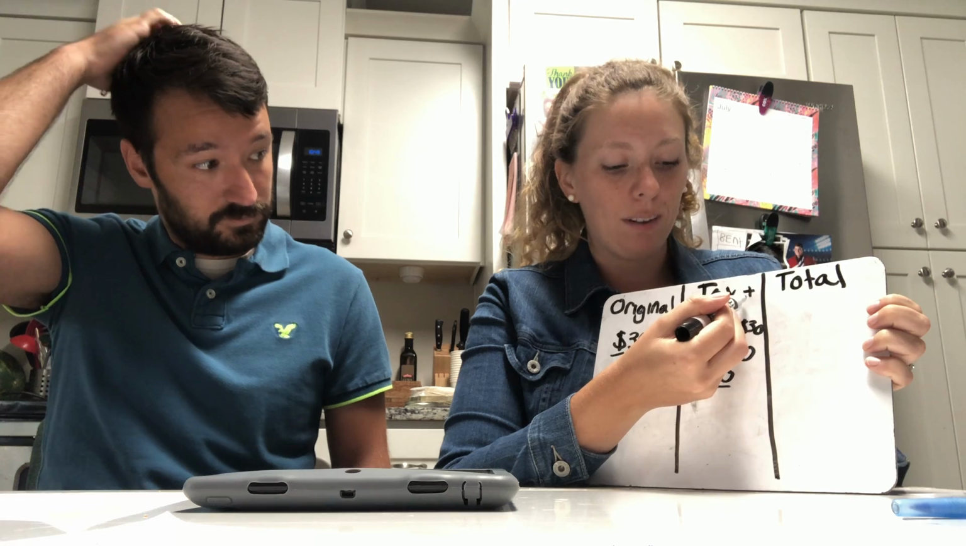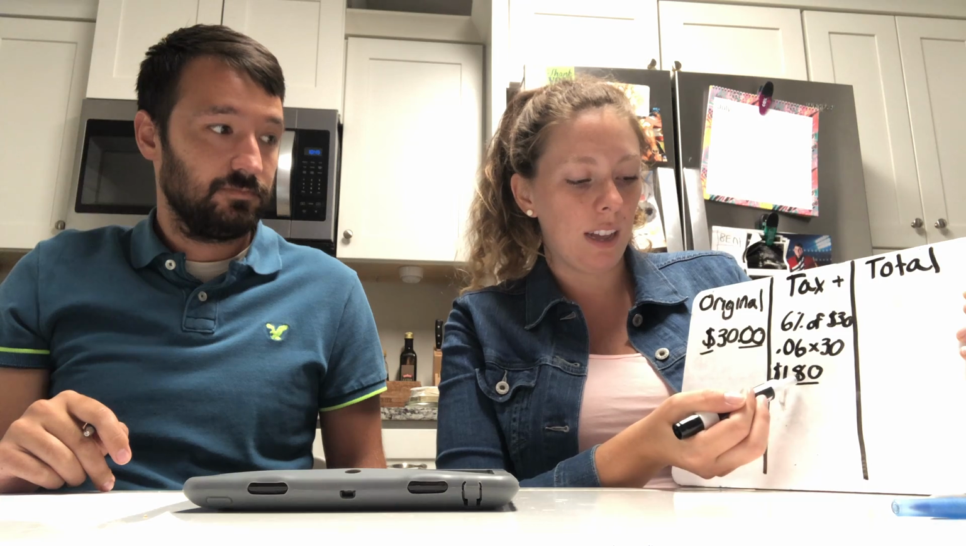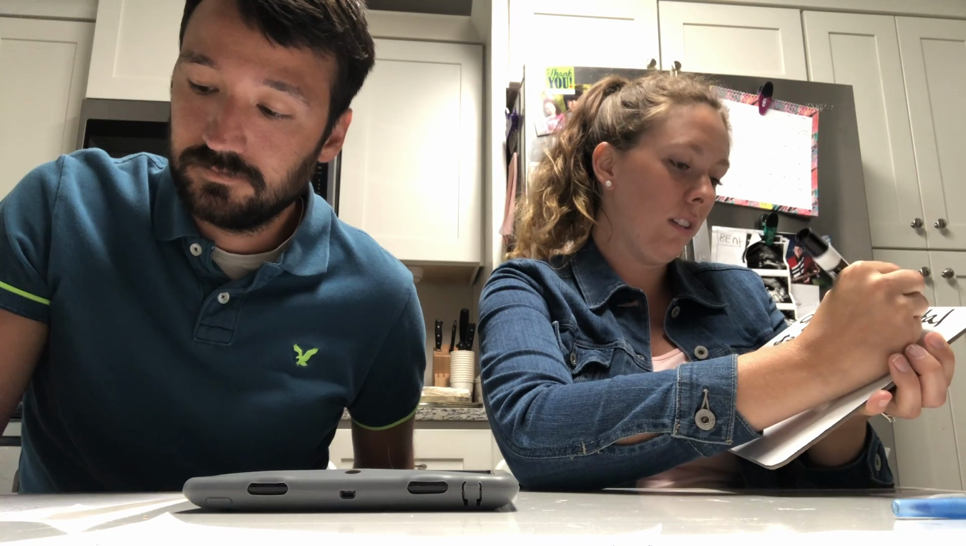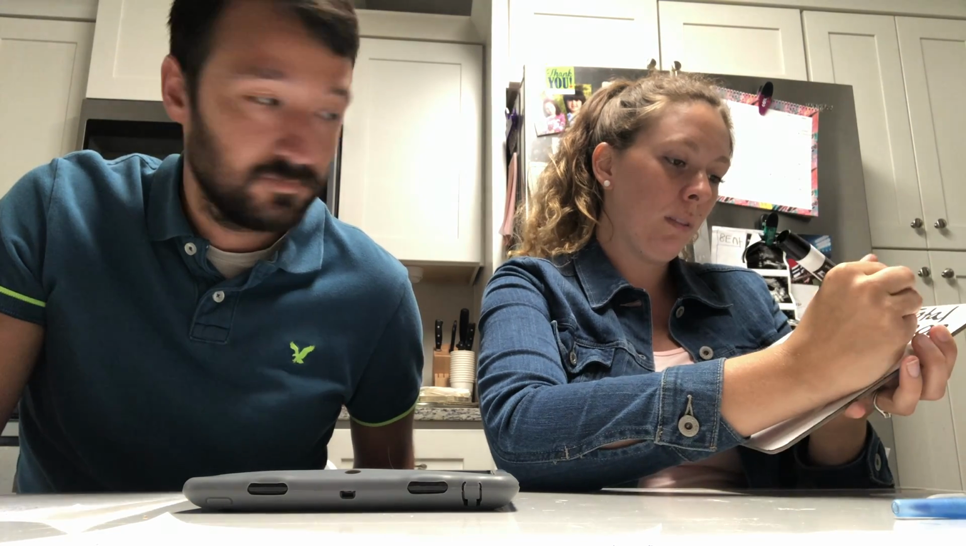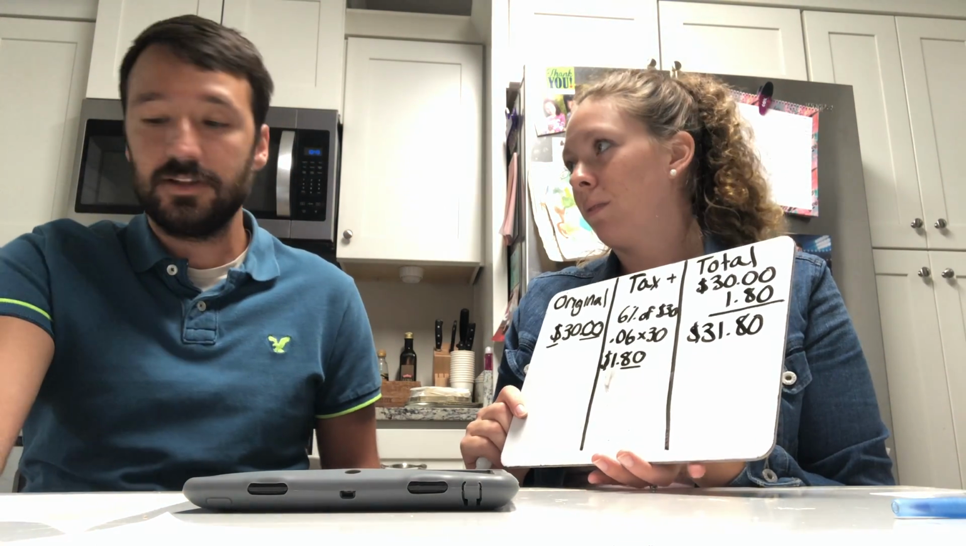Now for the total, we're going to be adding, because if you remember here, we said that we were going to add because tax is adding. So we're going to add the original price plus the tax that we figured out. So it's going to be $30 plus $1.80, which then equals $31.80. Oh, that's not so hard.